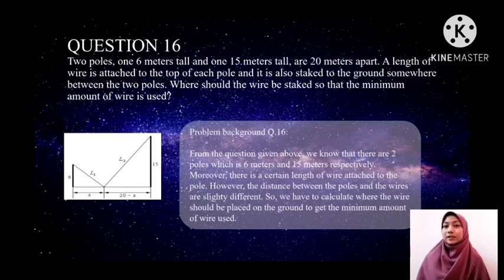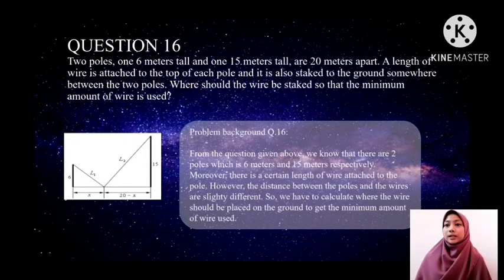Now, I am going to explain the problem background and FILA table for case study 16. Before that, I am going to read the case study first. For case study 16, we have to solve a problem about poles. The case is two poles, one 6 meters tall and one 50 meters tall, are 20 meters apart.